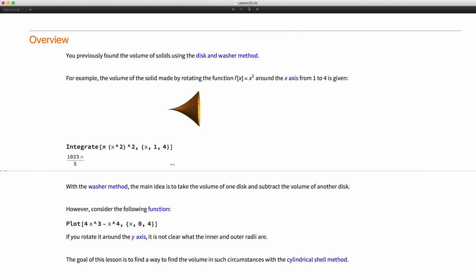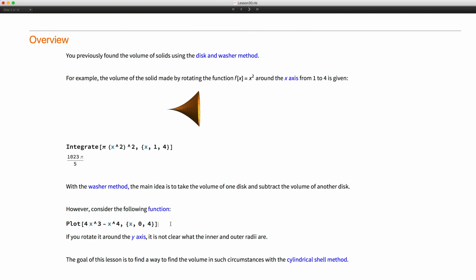The washer method is very similar, because all you do is, instead of working with one disk, you simply subtract the volume of two disks, the outer and inner, so basically you're working with washers or rings or annuli or whatever you call them.